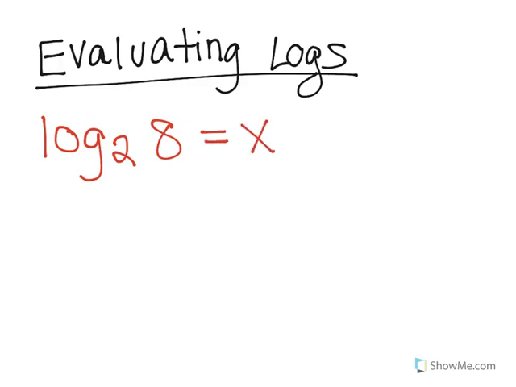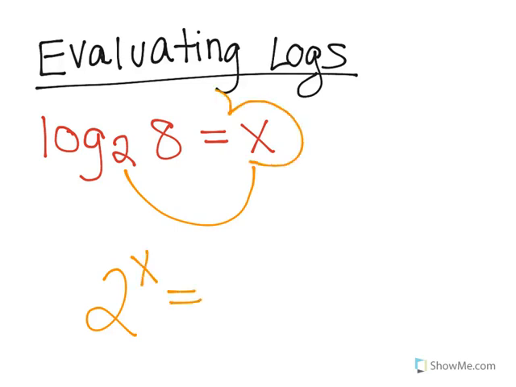So using the popcorn method, I'm going to rewrite this as an exponential, and I'm going to say 2 to the x equals 8. Alright, so you tell me, 2 to the what gives you 8? 3.